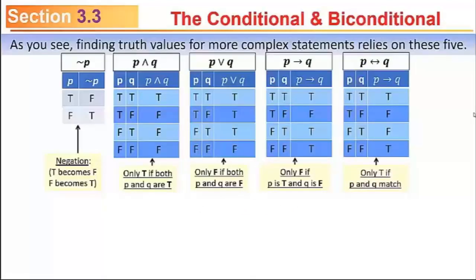This is again a visual aid to let you see all five of the truth tables so you can remember them, and underneath them you have what I call the memory aids. With the negation, you switch the truth values: true becomes false, false becomes true. For an and, it's only true if they're both true. For an or, it's only false if they're both false. For an if-then, it's only false if P is true and Q is false. And for the biconditional, the if and only if, it's only true if they match.